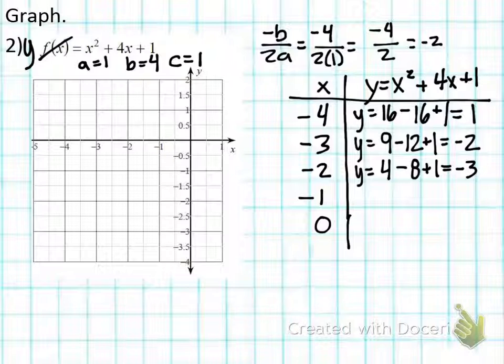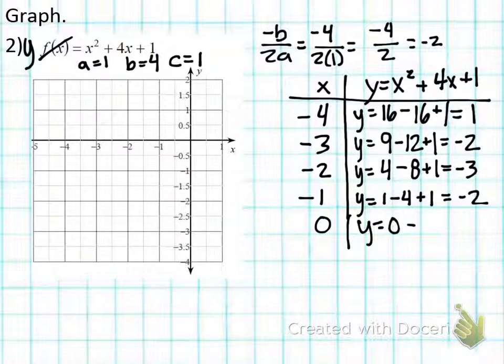Moving along, y equals -1 squared, which is just 1. 4 times -1 is -4, and then plus 1. 1 minus 4 is -3, plus 1 is -2. Alright, and then 0 is nice and easy. Plugging in 0, 0 squared is just 0, 4 times 0 is 0, plus 1, so I just get 1.